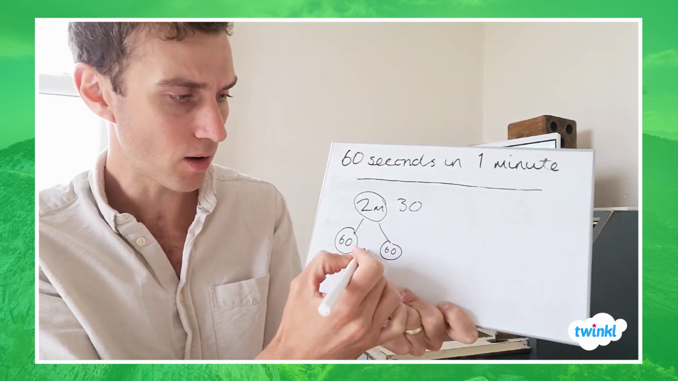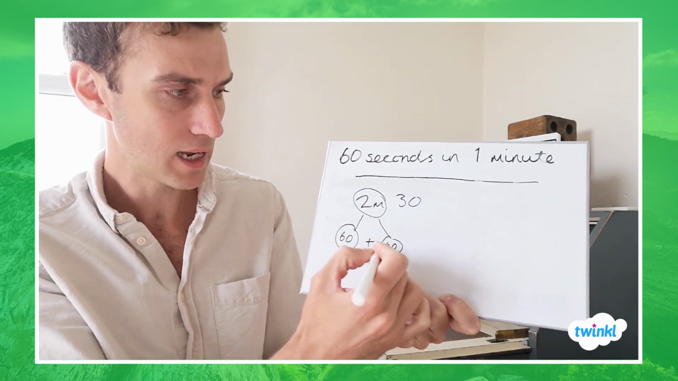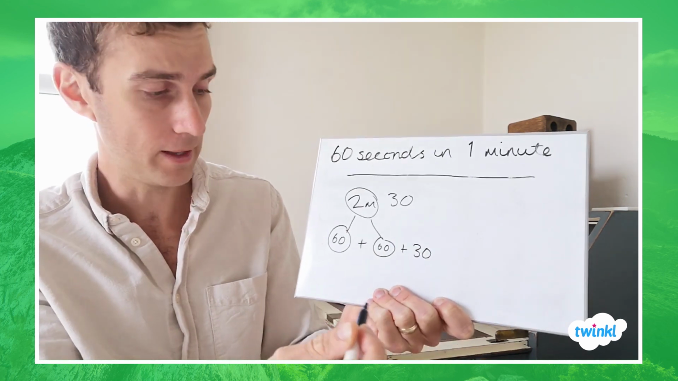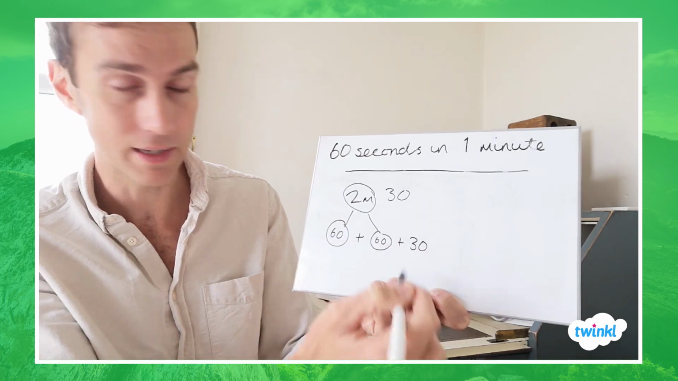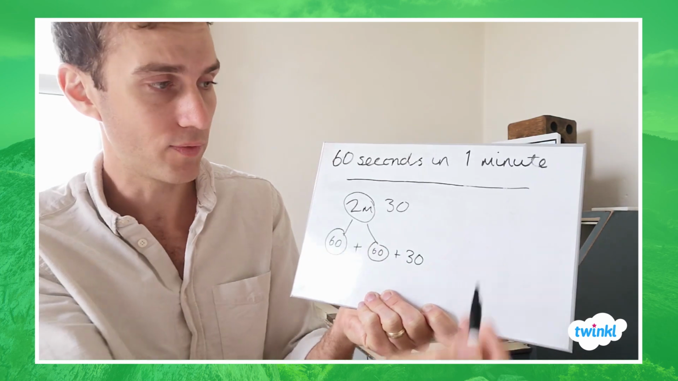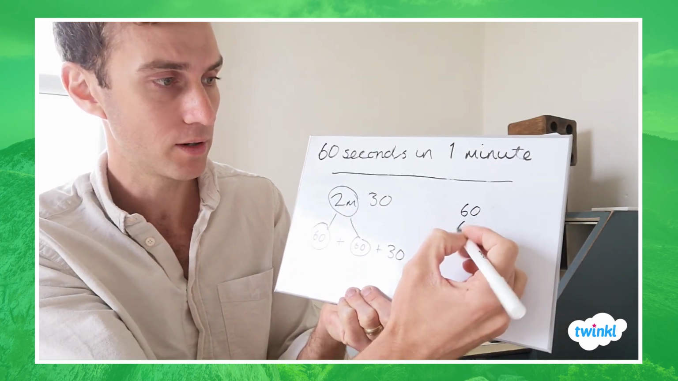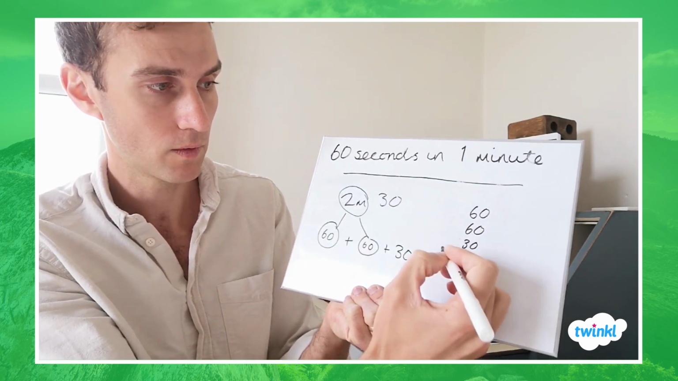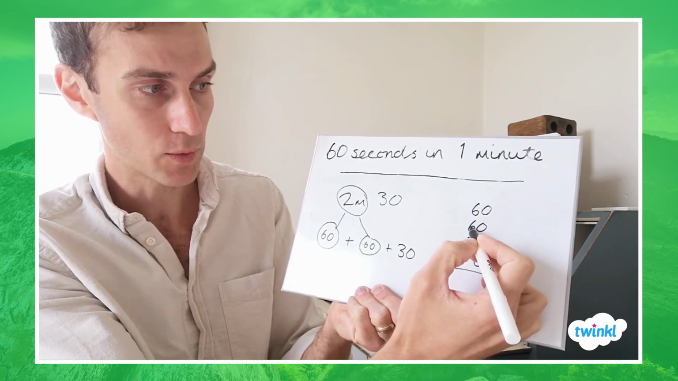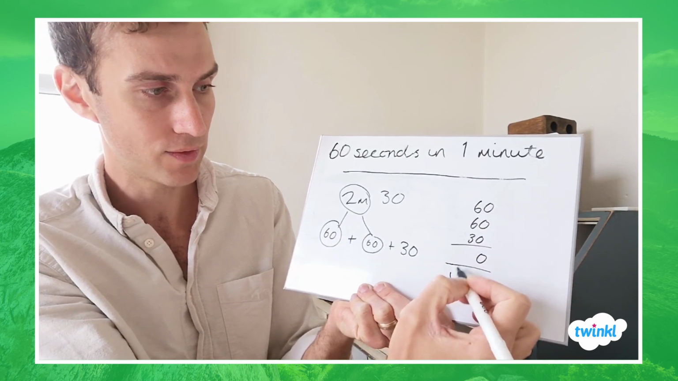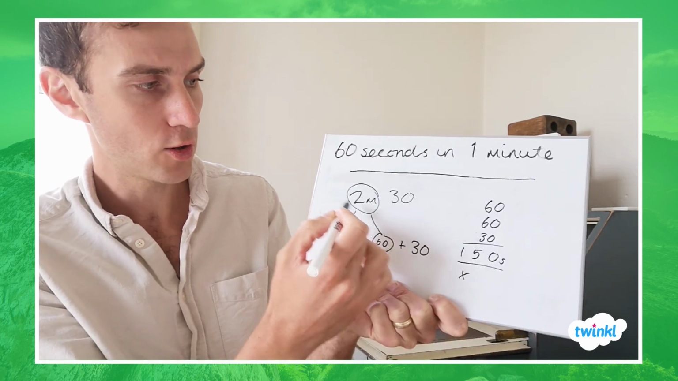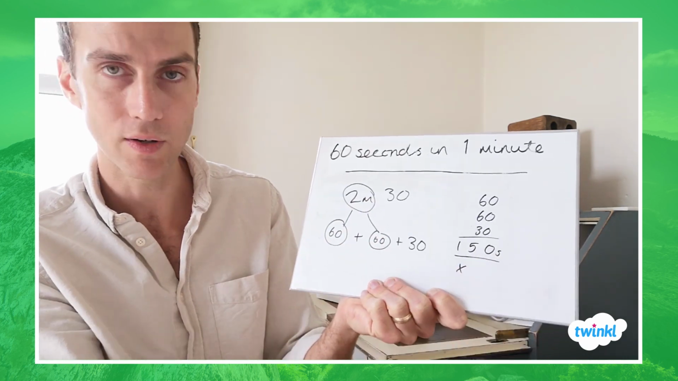Now you may already see that and go, oh, okay, so I just have to do 60, add 60, add 30. And you may want to do that in your head by dropping the 0, finding your answer, multiplying it by 10 to add the 0 back on. You may prefer instead to use a more formal method. 0 add 0 add 0 is 0. 6 add 6 is 12. Add 3 is 15. So 2 minutes and 30 seconds must be 150 seconds.